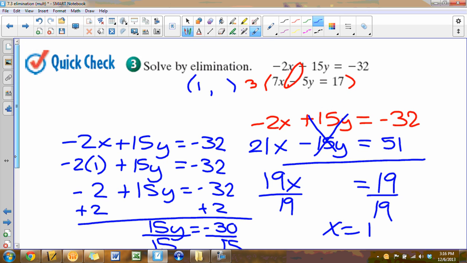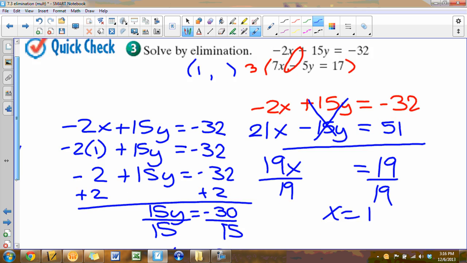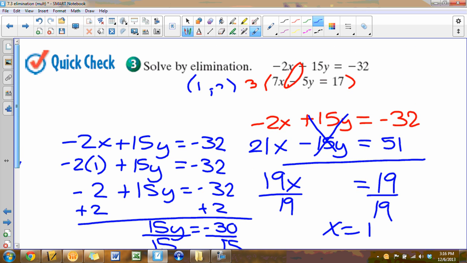So I can go back up here and, what was that, negative 2? Yeah, negative 2. And put negative 2 in my answer. And so my solution is 1, negative 2.